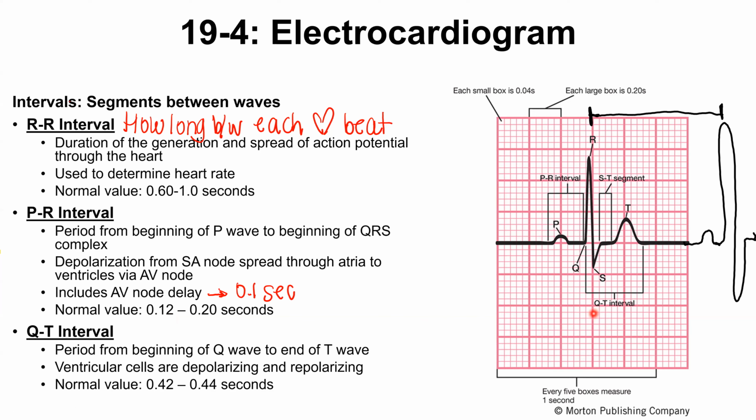So in this manner, we can kind of see that as we're adding these different values together, if we're looking at PR plus QT, this whole thing is taking between, what would that be? 0.54 to 0.64. Okay, this whole spread throughout the entire heart is taking between 1/2 and 6/10 of a second. That is super, super fast when you really just sit and think about that for a second.